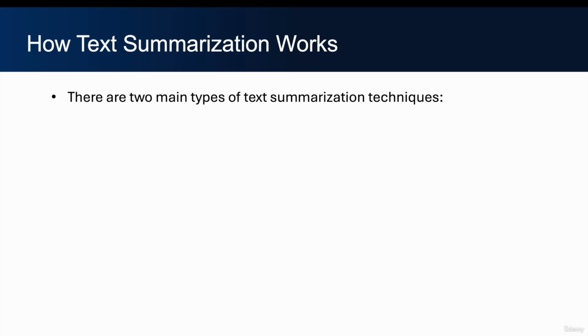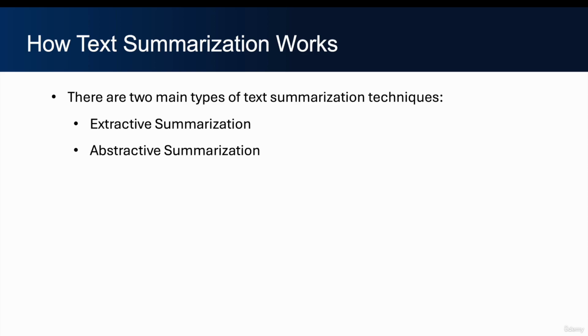Now, how does text summarization actually work? There are two main types of text summarization techniques. The first one is called extractive summarization, which selects the most important sentences directly from the text. And then we have abstractive summarization, which generates a new summary using AI language generation. DeepSeek AI uses abstractive summarization, meaning it creates a concise, human-like summary rather than simply extracting key sentences.